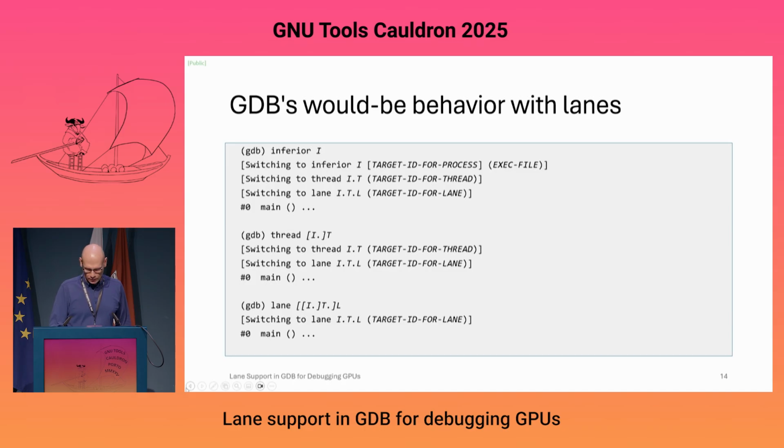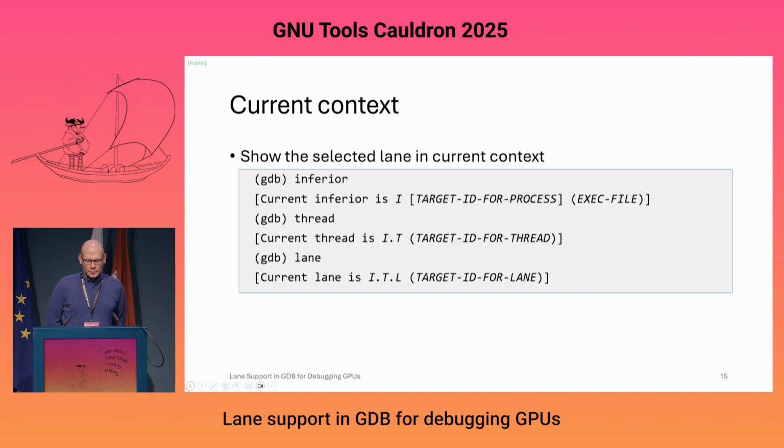There are inferior and thread commands in GDB without any arguments. These are just for information in order to show the current context. So similarly, as a natural extension of this, the lane command without any argument would show the current lane context.